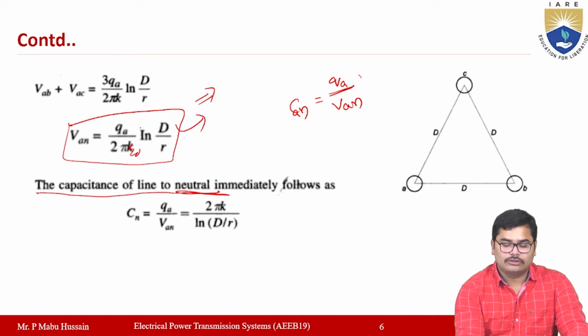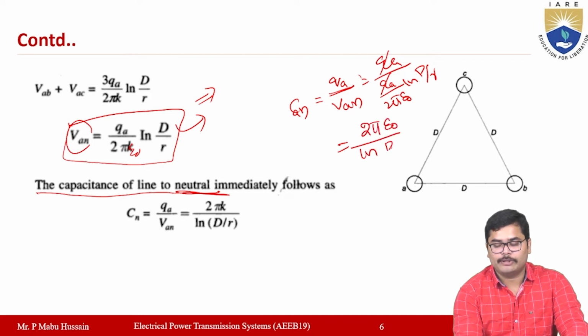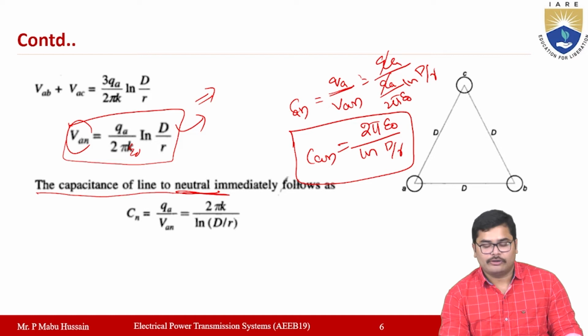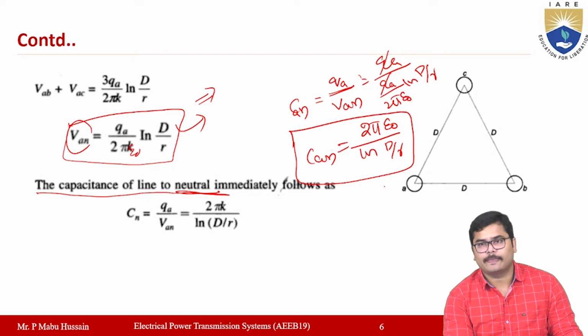Here VAN is QA by 2 pi epsilon naught into ln D by R. This QA gets cancelled, so you will write 2 pi epsilon naught by ln D by R. This is the value of per phase capacitance for a 3-phase symmetrical transmission line. So CAN is equal to 2 pi epsilon naught by ln D by R.